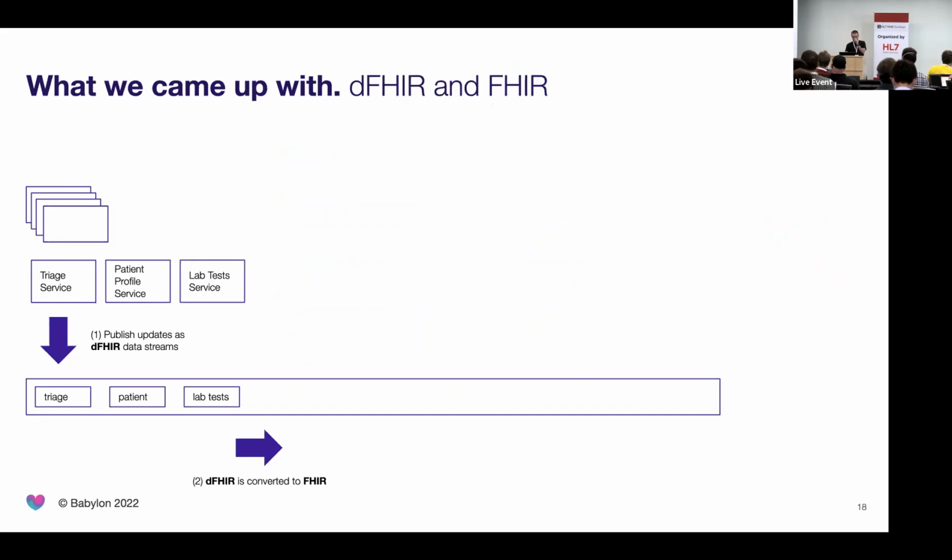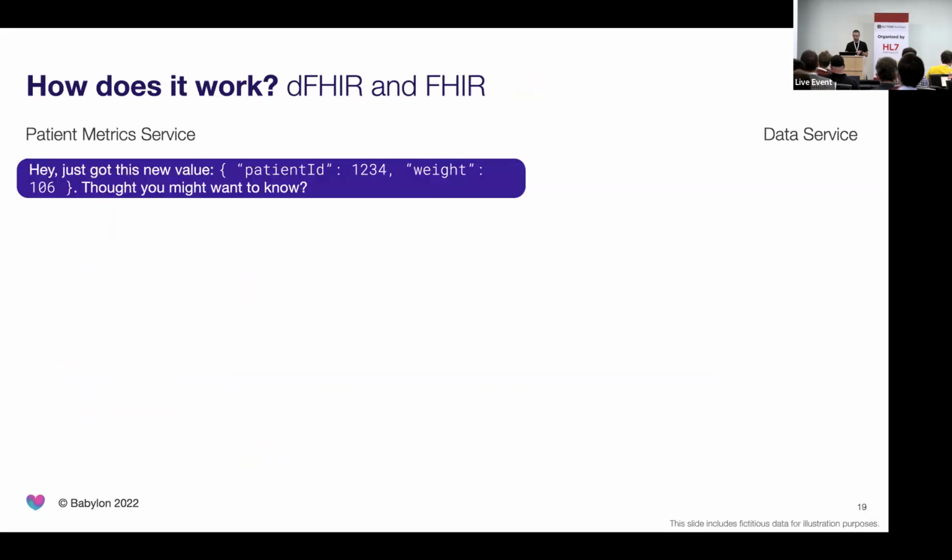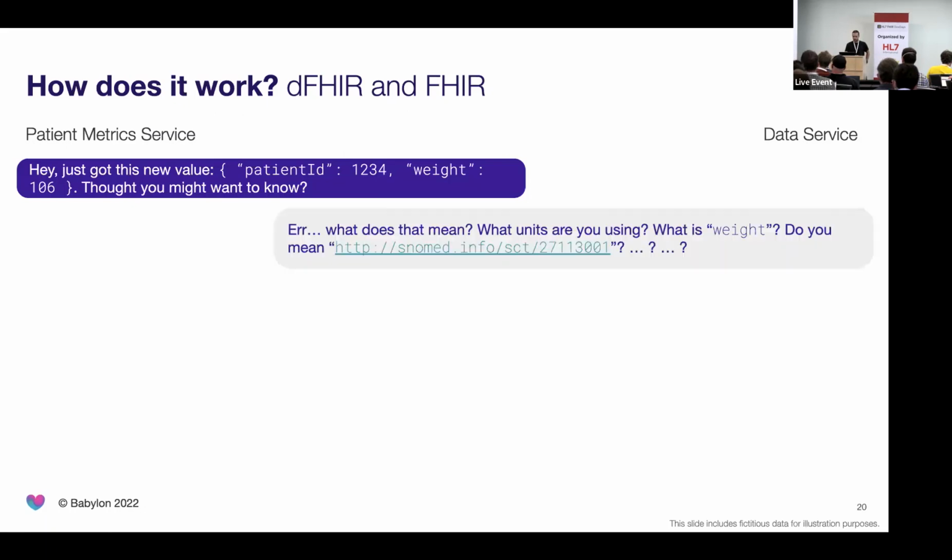So the first thing I'll talk about is DFHIR and FHIR. This is one of those problems that's very specific to using FHIR internally and not using FHIR externally. This is a slightly contrived example of a conversation partly between a service called Patient Metrics and our data service, and partly between the people that work on the Patient Metrics team and our team. So we just got this new value. This is the patient, this is the weight. Thought you might want to know.